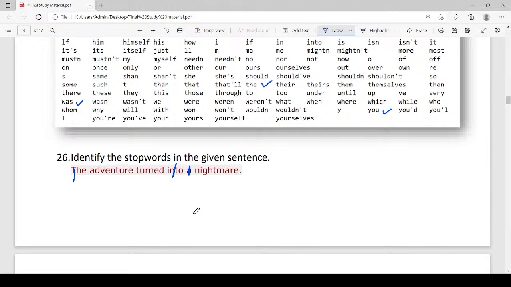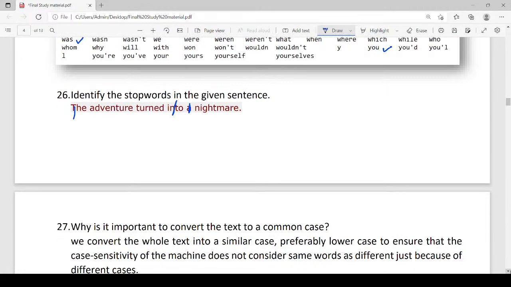Yes, we convert everything into lowercase. Why? Why do you have to convert everything into lowercase? You may get this as a question. We convert it preferably to the lowercase because the machine does not consider it as same words. Exactly, Rihanna. So the machine ensures that it is not going to consider these words as different words.